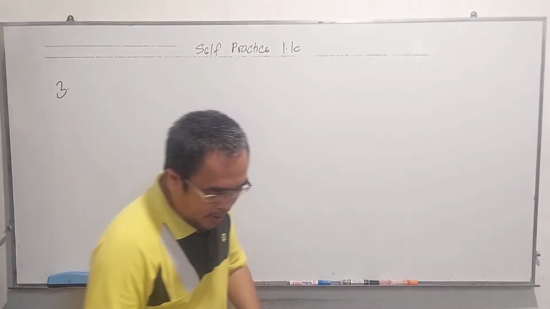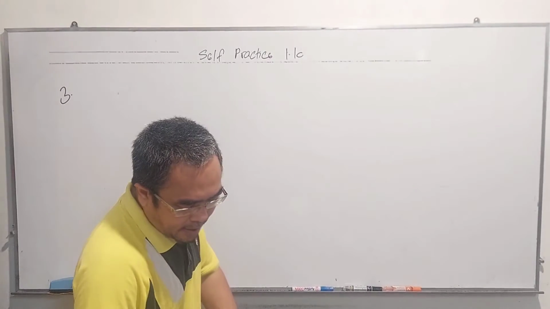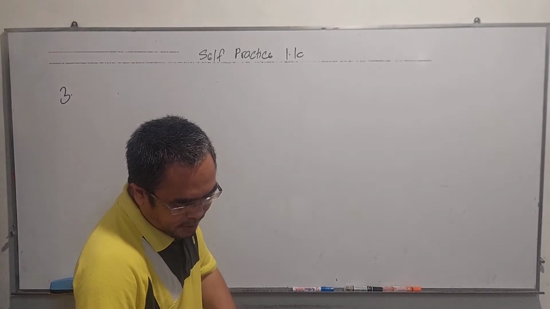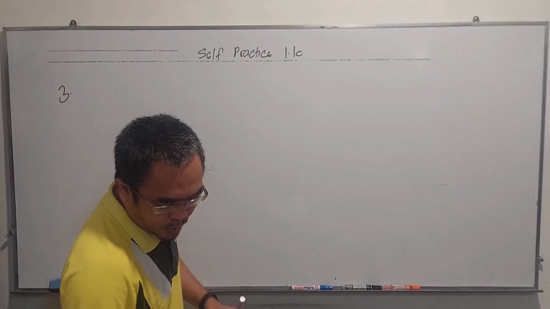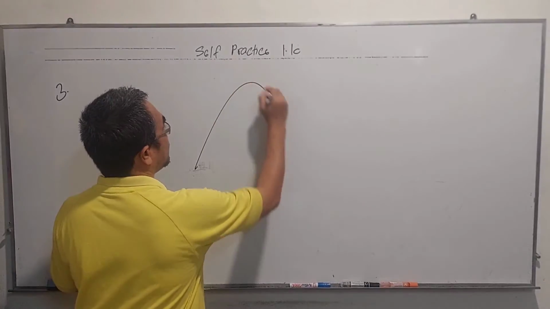Okay, look at question number 3. The diagram on the right shows the graph of quadratic function f(x) equals to, okay, maybe better if I redraw this.